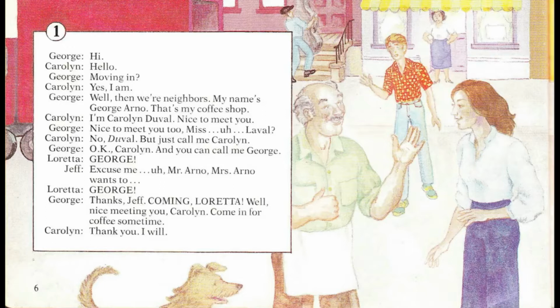What's that? I don't know. Hi. Hello. Moving in? Yes, I am. Well then, we're neighbors. My name's George Arno. That's my coffee shop. I'm Carolyn Duval. Nice to meet you. Nice to meet you too, Miss Laval. No, Duval. But just call me Carolyn. Okay, Carolyn. And you can call me George. George! Excuse me, Mr. Arno? Mrs. Arno wants to know... Thanks, Jeff. Come in, Loretta. Well, nice meeting you, Carolyn. Come in for coffee sometime. Thank you, I will.